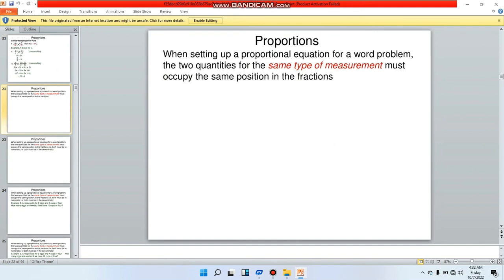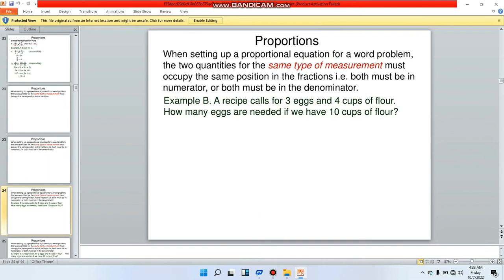When setting up a proportional equation for a word problem, the two quantities of the same type of measurement must occupy the same position in the fractions. Both must be in the numerator or both must be in the denominator.